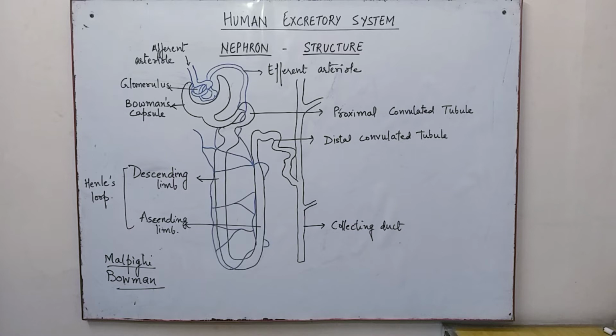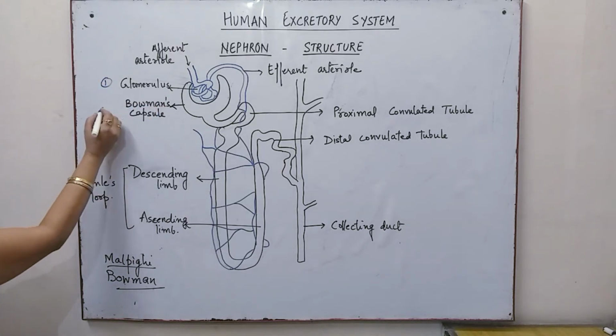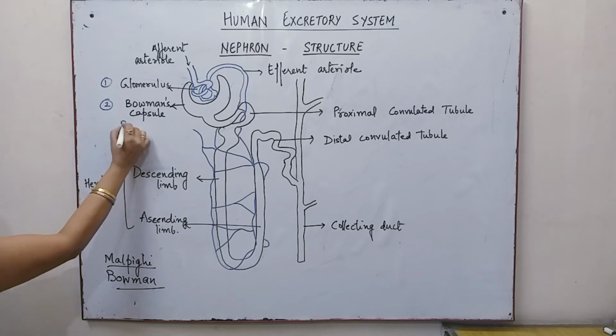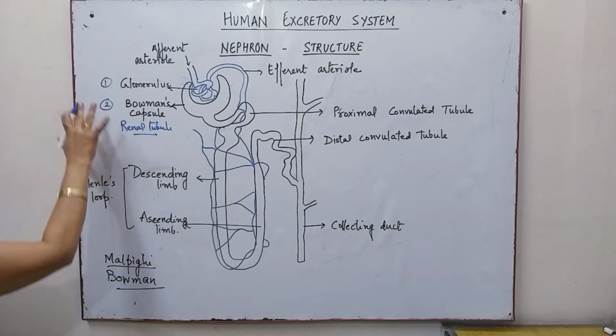When we talk of the structure of the nephrons, it is actually made up of two components, that is the glomerulus and the renal tubule. The glomerulus and the renal tubule, that is the Bowman's capsule or the renal tubule as we call it, together form the nephron.